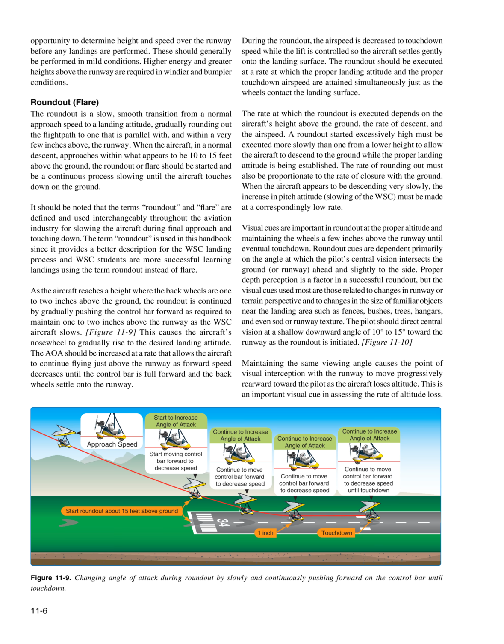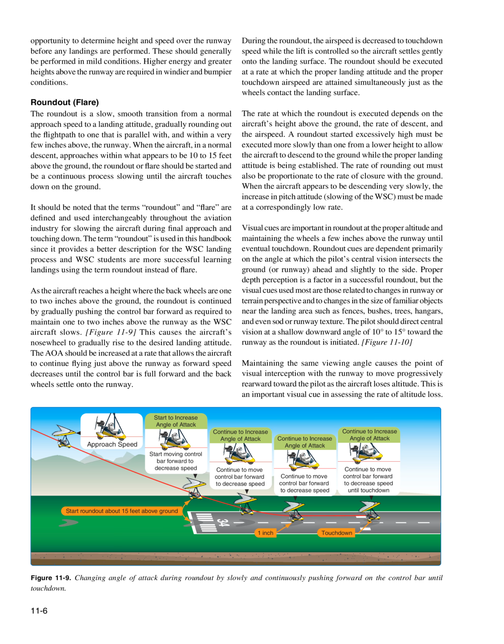Figure 11.9. This causes the aircraft's nose wheel to gradually rise to the desired landing attitude. The OA should be increased at a rate that allows the aircraft to continue flying just above the runway as forward speed decreases until the control bar is full forward and the back wheels settle onto the runway. During the roundout, the airspeed is decreased to touchdown speed while the lift is controlled so the aircraft settles gently onto the landing surface. The roundout should be executed at a rate at which the proper landing attitude and the proper touchdown airspeed are attained simultaneously just as the wheels contact the landing surface.